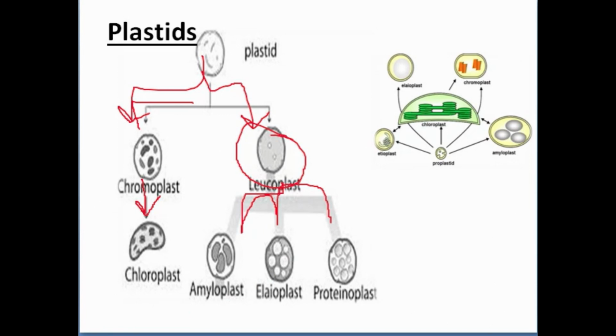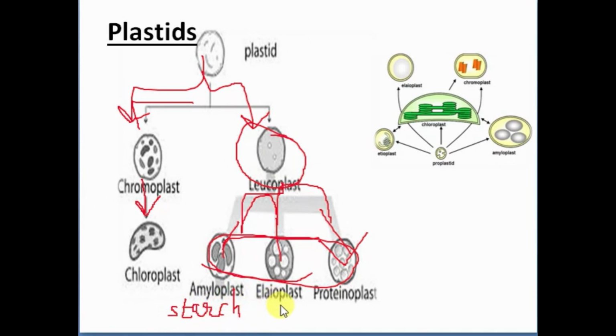Now if we discuss leucoplast and these three, amyloplast, elaioplast, and proteinoplast, they are the storehouses. They store different things. Amyloplast stores starch.